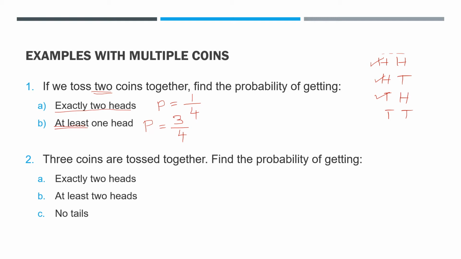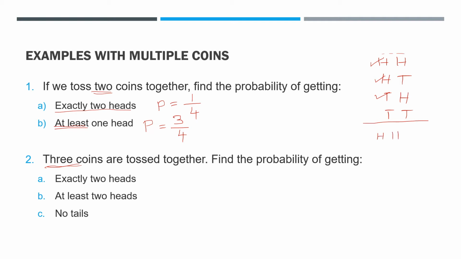Okay, we are just increasing the complexity of this problem so that we'll get these concepts very clear. So if we now roll three coins together, find the probability of getting, there are three different problems here. Before trying to solve the problems, let's again list the possible outcomes. Now we are talking three coins. Let's again begin writing the possible outcomes.